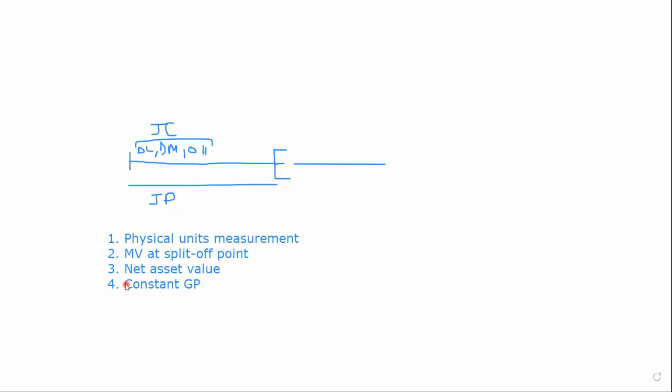Okay, so this hardly comes up, but you might just know about it. Not saying it won't come up, but it hardly comes up. So the constant GP, that is when they tell you the company has a constant GP for each product. So when you do the split, you have to make sure that after the split, the GP is still the same.